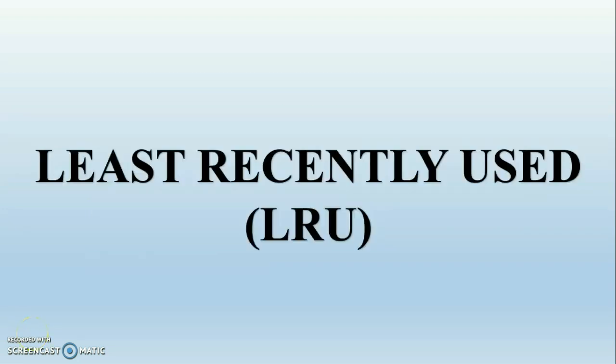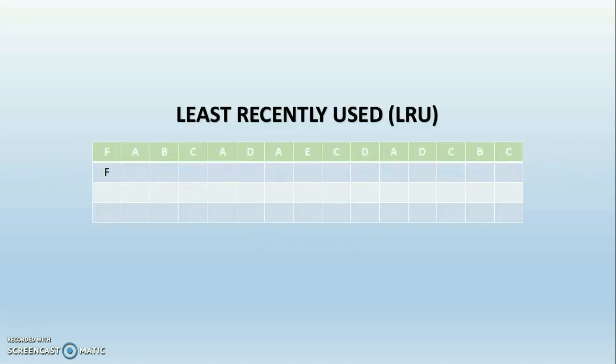Last, we are going to explain the least recently used algorithm. The least recently used algorithm will replace the page that has not been used for the longest period. Here is the demand page of F. We should page in F into the first slot of main memory. Then the rule applies to A and B.